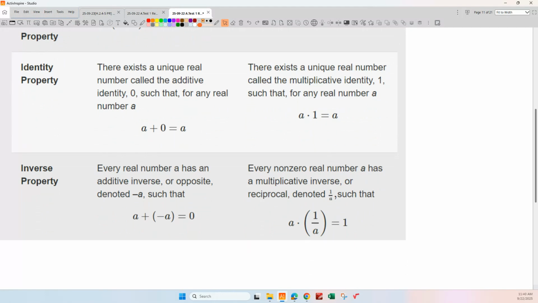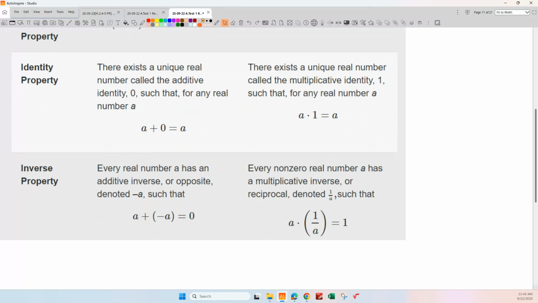I start with an A, I end with an A. How do I do that? Well, A plus 0 equals what I started with, A. There's the identity property of addition. A times 1 equals what I started with. So there's the identity property of multiplication.